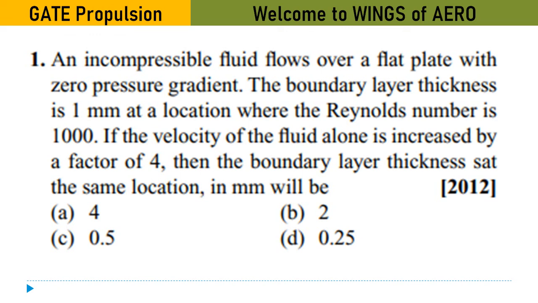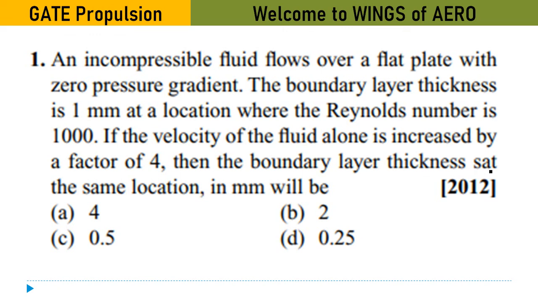Alright, so what have they given? First, they have given it is an incompressible fluid. Boundary layer thickness has been given where the Reynolds number is known to you. Now let's consider this is the first case. Case 1: let's consider del 1 equals 1 mm and Reynolds number is 1000.